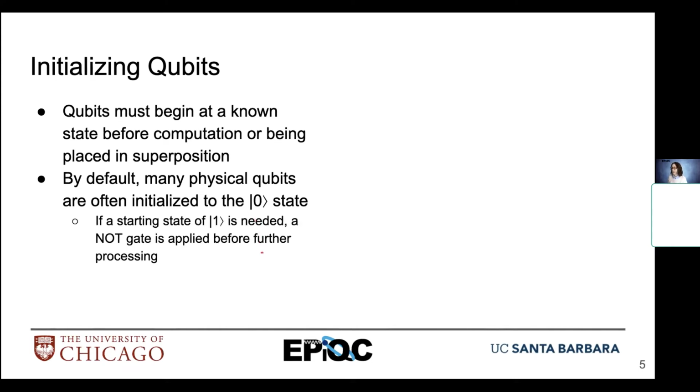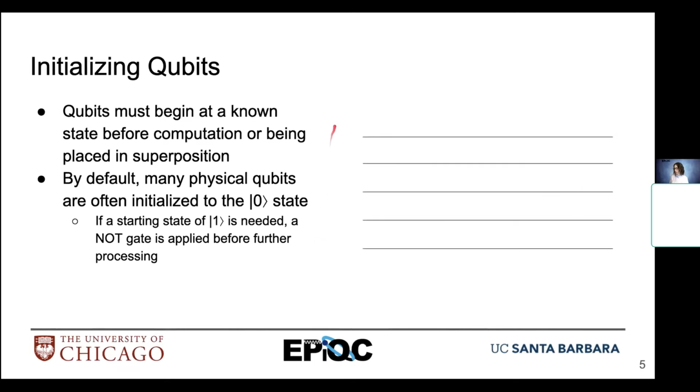So what happens if you needed a Ket 1 for your computation? Let's say you are working with an algorithm where you want to put yourself into the superposition state with phase. Well, you need to do that with a Hadamard operation after you're in a Ket 1. So if you need that Ket 1, a NOT gate is applied before further processing.